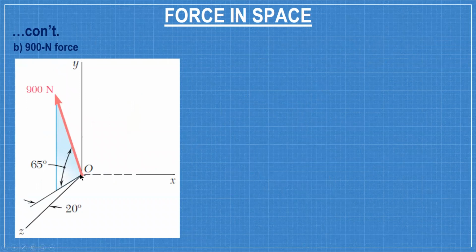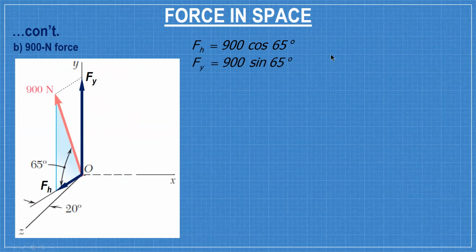For the 900 Newton force, the angle is referred to the XZ plane, or the horizontal, not the y-axis. So when you construct the rectangle, Fh is your cosine, because the angle is referred there. Fy is sine. Fh is cosine, Fy is sine.